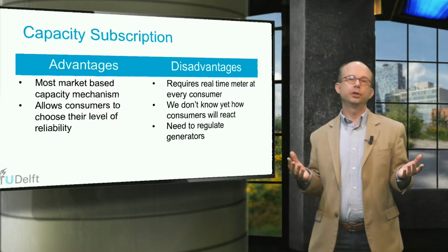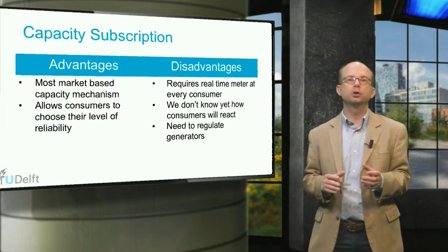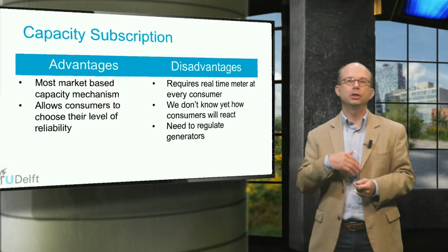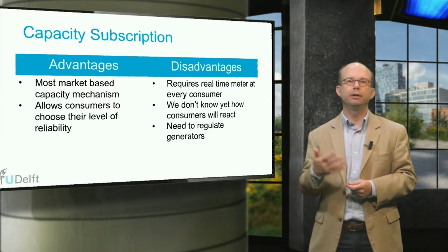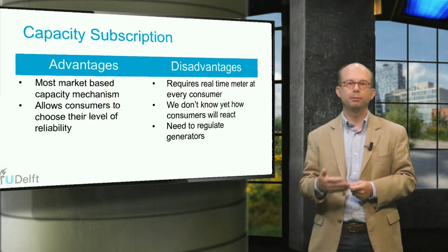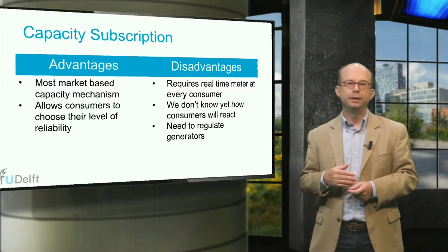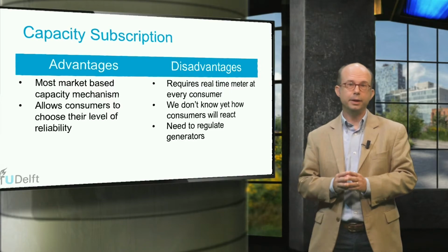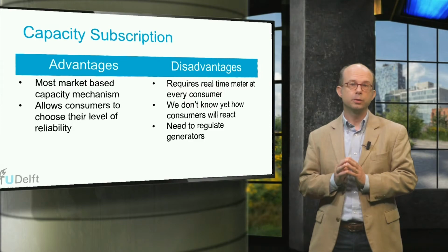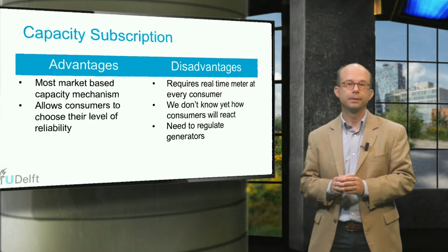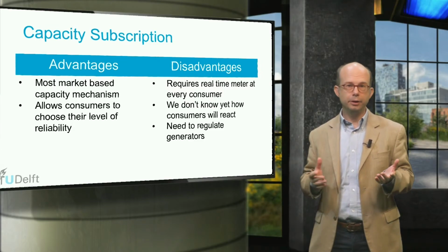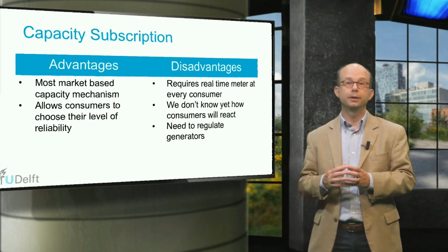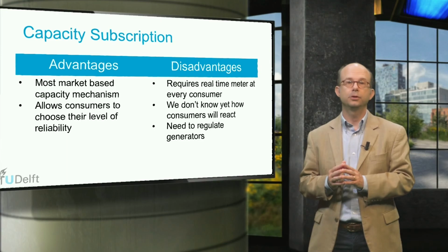Taking everything into consideration, capacity subscription is the most market-based policy option that we have, because it allows consumers to choose their own level of reliably available power. It does require a real-time meter at every consumer. The main drawback is that the system is untested, so we don't know how consumers will react. And there's still a need to regulate generators to make sure that the capacity credits that they sell really are backed up with reliably available generation capacity.